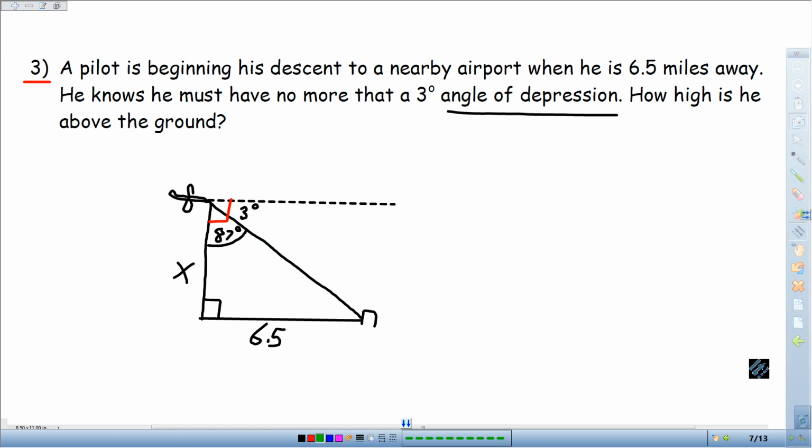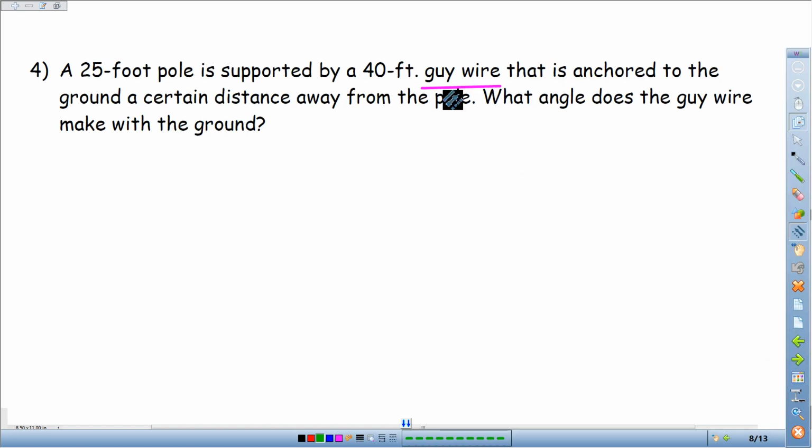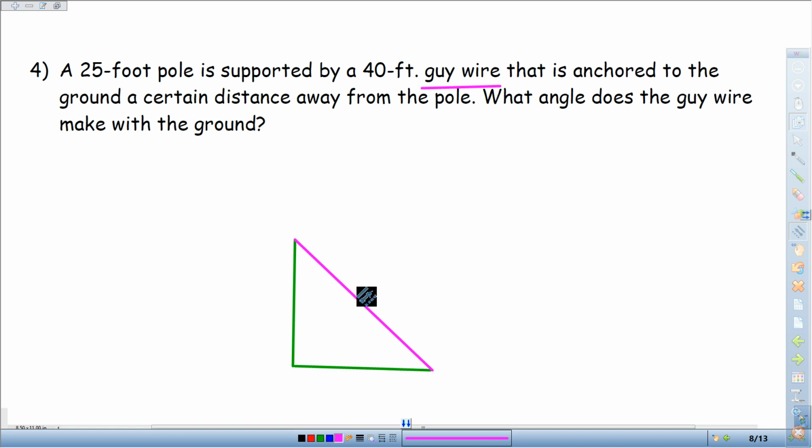A couple other quick things on number 4. This talks about a guy wire. It says a 25-foot pole is supported by a 40-foot guy wire. Kind of weird, I had to look this up. A guy wire is a wire that connects to the ground and to the top of what would be the pole here. So if this is my pole sticking up in the air, and if this is the ground, the guy wire would be this thing. So that's what's 40 feet when you do this problem. I'll let you set up everything else here.